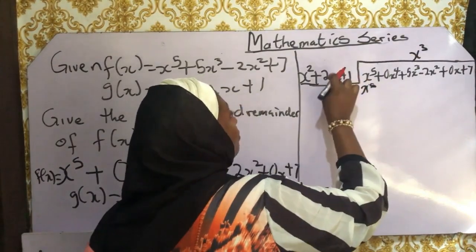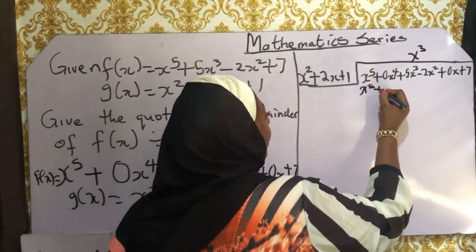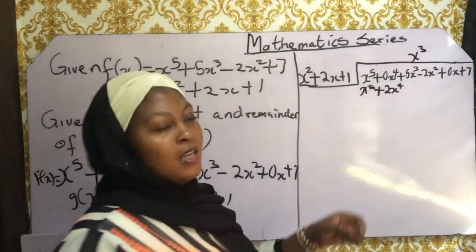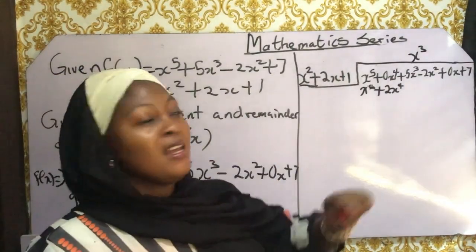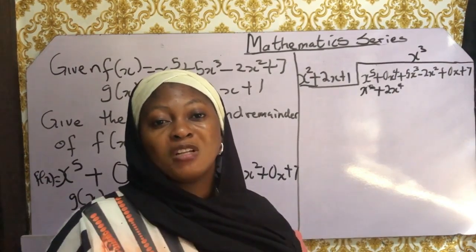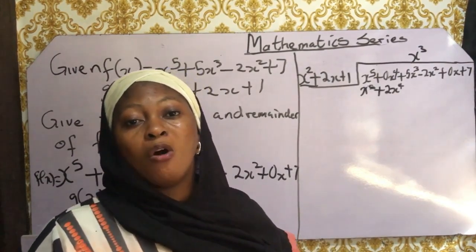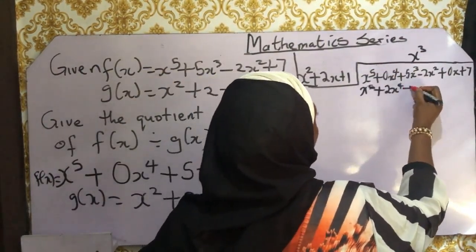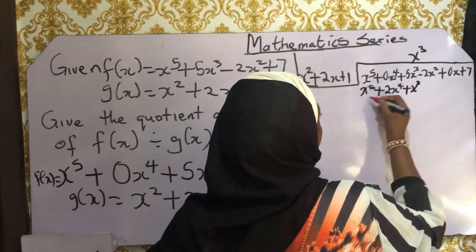x to the power of 3 multiplied by 2x will give you 2x to the power of 4. When you multiply, you add the powers, because this is 2x to the power of 1 and this is x to the power of 3. So 2x to the power of 1 multiplied by x to the power of 3 will give you 2x to the power of 4. Then you have x to the power of 3 multiplied by positive 1, you have x to the power of 3.